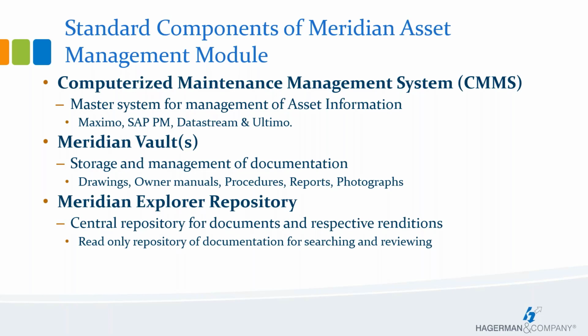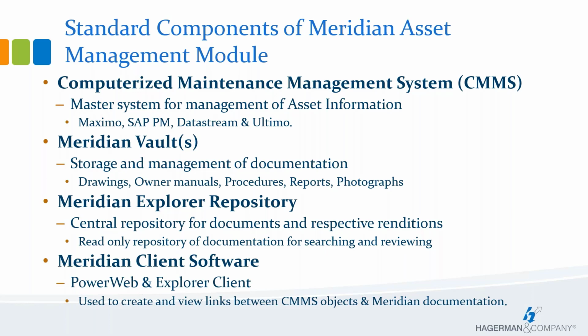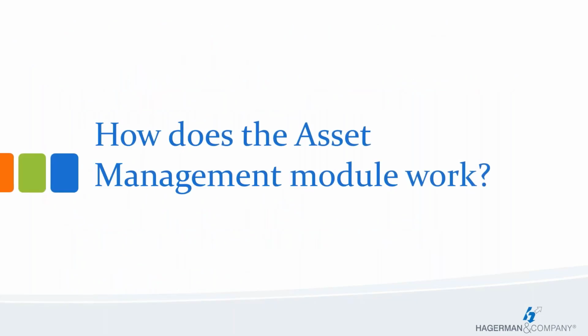Thirdly, we need a Meridian Explorer repository. This is a central repository for documents and their respective renditions. It's a read-only repository that allows for searching and reviewing documents quickly and easily. And lastly, we need the Meridian client software, whether it's PowerWeb or the Explorer client. PowerWeb is used to create links between objects and assets. The Explorer client is used to view those by your maintenance personnel. So those are the key components of the Meridian Asset Management Module system. Next, we're going to talk about how this Asset Management Module really works.